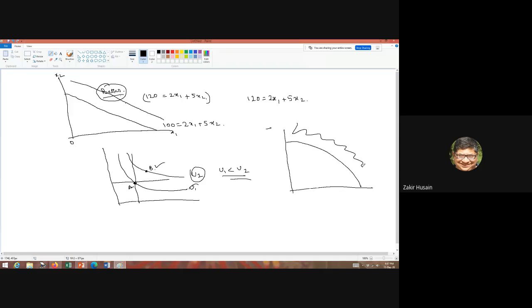So all this is the convex set. If I take a point like this and a point like this, all these are lying outside the beta set. So it is not convex. B is not convex. Therefore, the function which generated this curve is not quasi-concave.